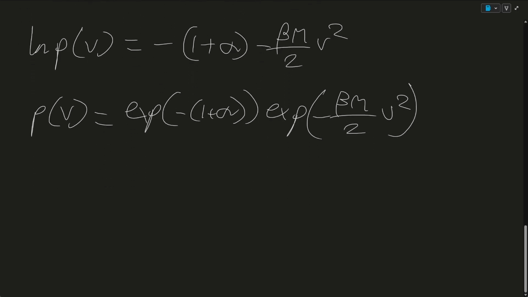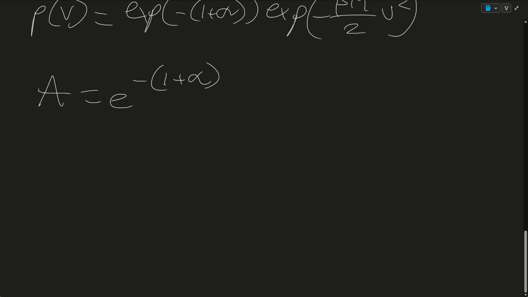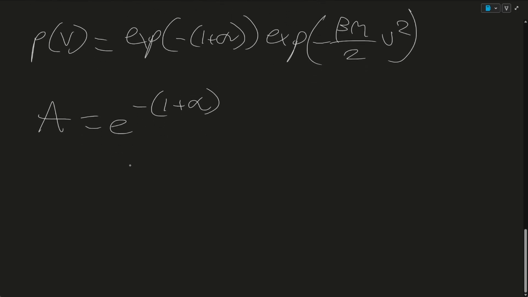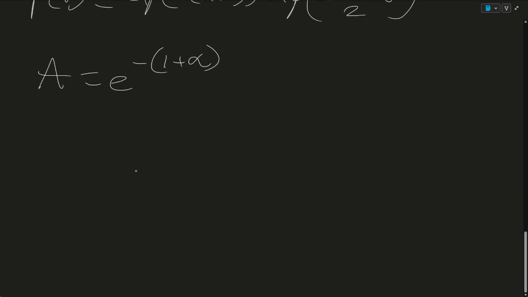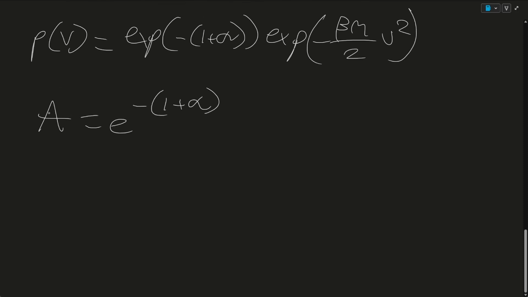Cool. Now we're going to define a normalization constant. I'm going to define A as this e to the minus 1 plus alpha. Normalization constant, partition, same thing, kind of.